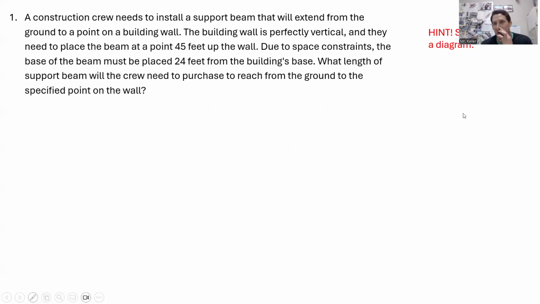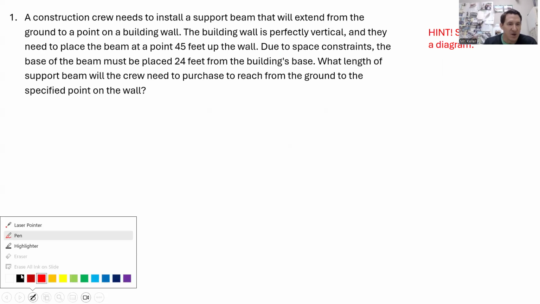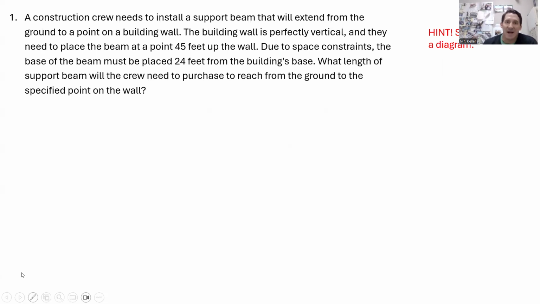So first thing you want to do, I'm not sure if you can see it behind my picture there, but you want to sketch a diagram. And then you're going to want to look at it and see what method to use to solve the problem. The methods that we know: Pythagorean theorem, special right triangles, and then trigonometry, SOHCAHTOA, or inverse trigonometry.